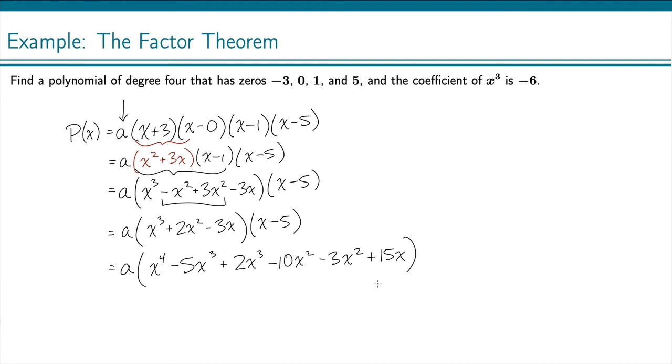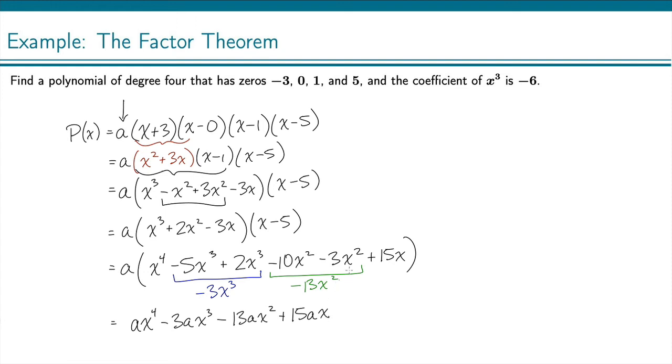Okay. Now I can do some combining here. I have my x cubed terms, and I've got my x squared terms that I can combine. So these x cubed terms turn into -3x cubed, and the x squared terms turn into -13x squared. Now if I multiply that a into this, I get ax to the 4th minus 3ax cubed minus 13ax squared plus 15ax.